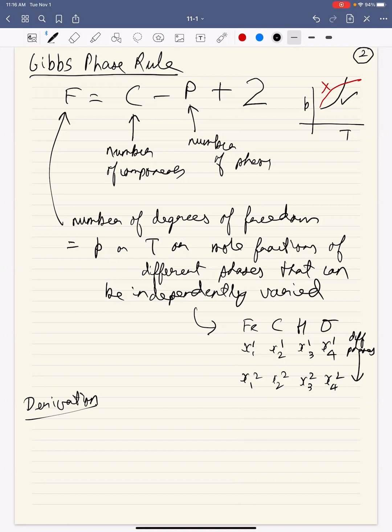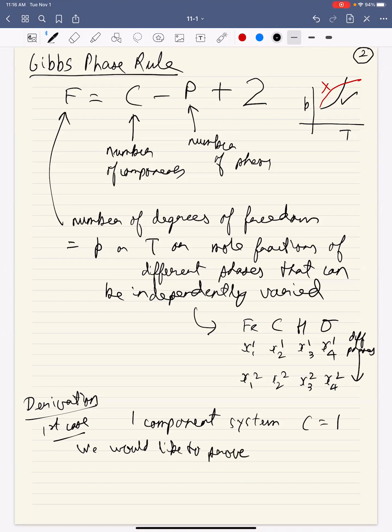That's okay. So let's start with the first case, a one component system. Okay, life is very simple, only one component. So this means we are talking about C is equal to 1. One component system could be pure water, for example. There is no hydrolysis going on, nothing is happening. We would like to prove that F is equal to 1 minus P plus 2, or F is equal to 3 minus P. That's what we would like to prove.